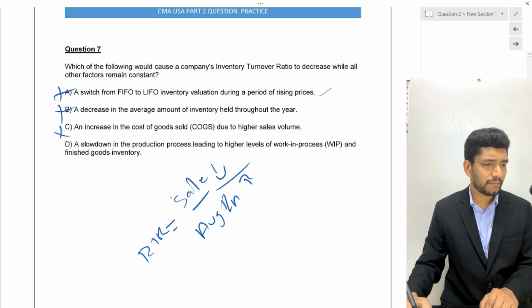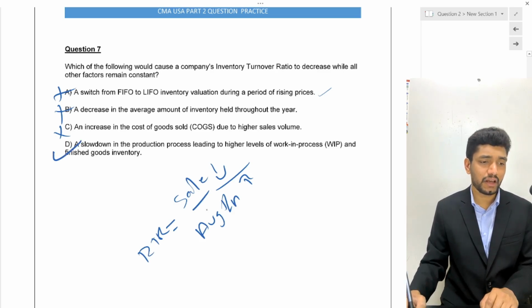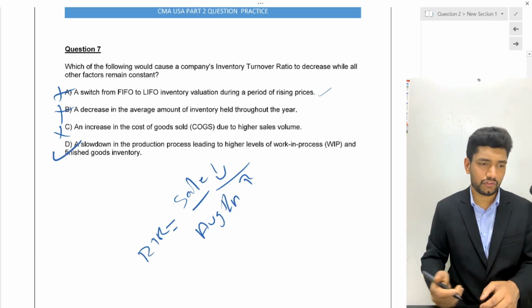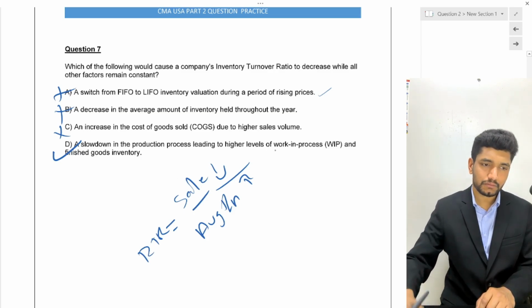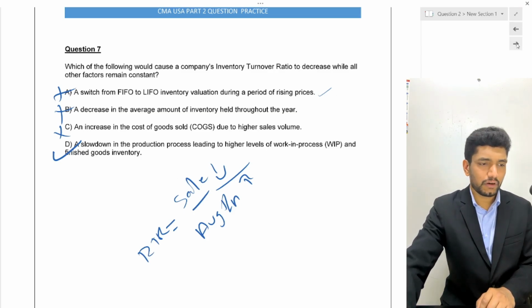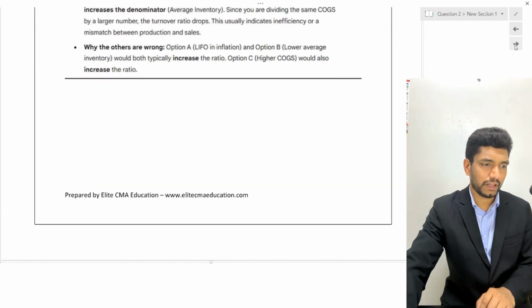So option D, a slowdown in the production process leading to a higher level of work in progress and finished goods inventory. Definitely this will increase our average inventory and decrease the inventory turnover ratio. So option D is correct in this case. I already gave the answer and explanation for this. You can go through this. So let's move to the next question.